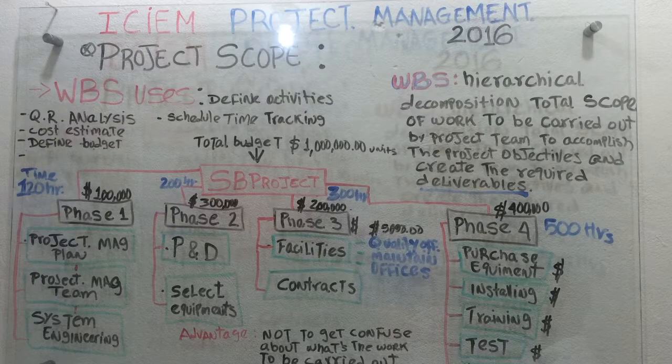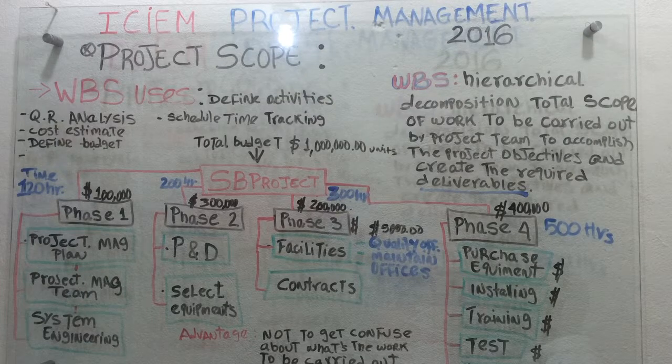Today, let's continue talking about the work breakdown structure. In our last parts, we defined the work breakdown structure as a hierarchical decomposition of a total scope of work to be carried out by a project team to accomplish the project objective and create the required deliverable for the project. Today, let's talk about the uses of work breakdown structure.